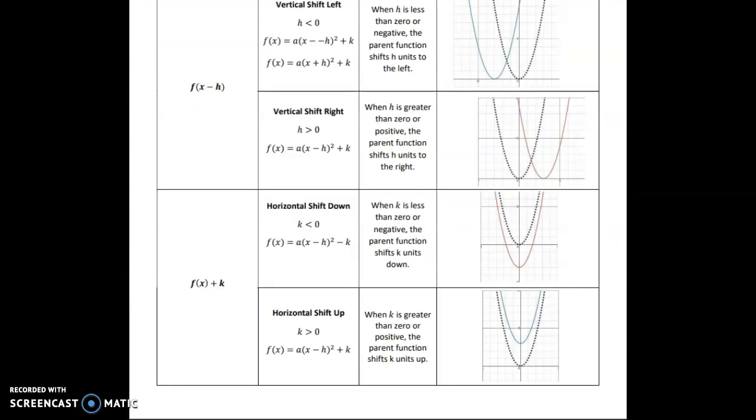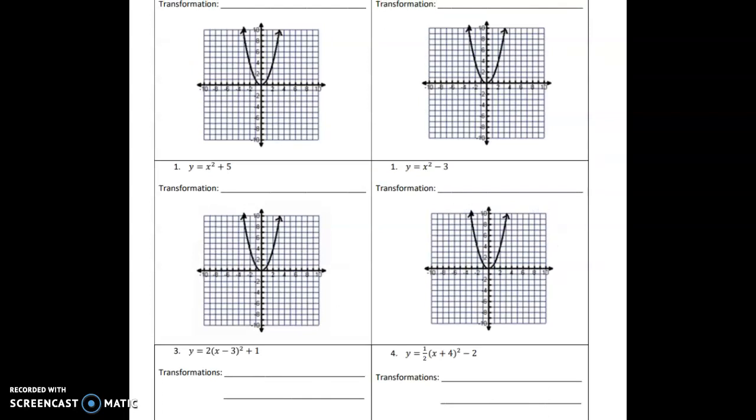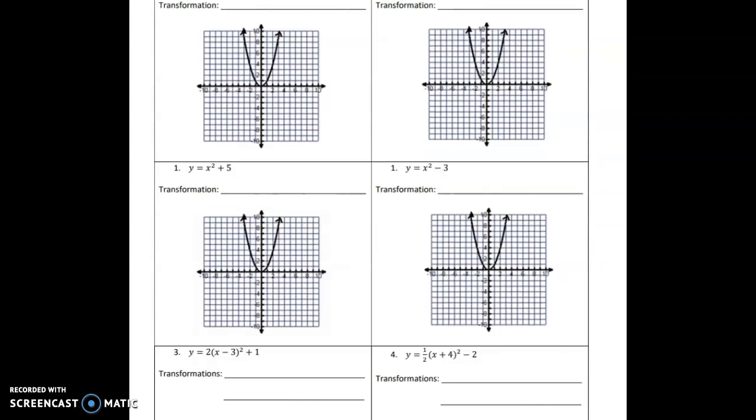Look at some examples. The screen's like spazzing. Okay.